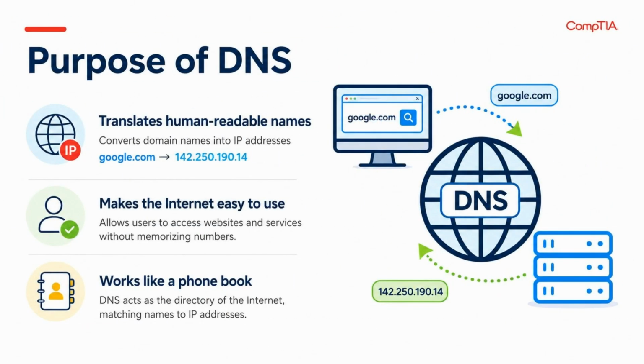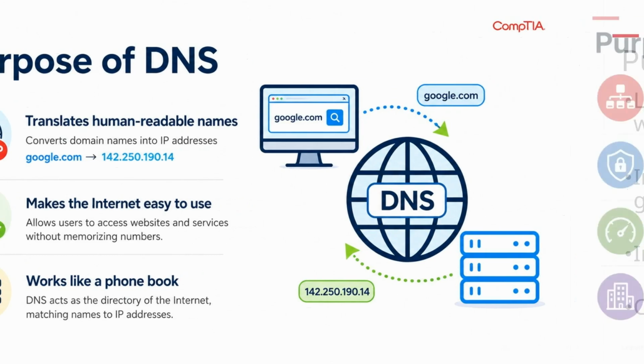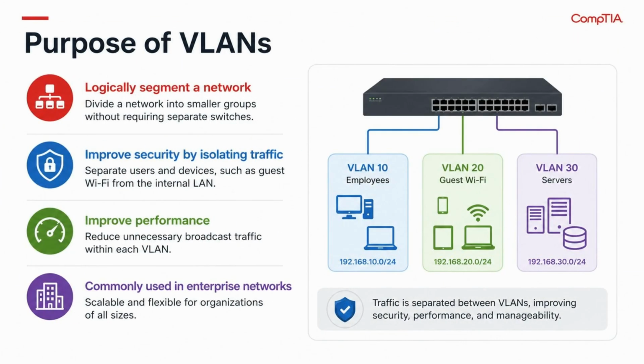Let's look at the Domain Name System, or DNS. Its purpose is to translate human-readable names like Google.com into IP addresses. It's essentially the Internet's phone book, making it easy for users to access websites without memorizing complex numbers. VLANs, or Virtual Local Area Networks, allow you to logically segment a network into smaller groups without needing separate physical switches. This separation improves security and performance by isolating traffic and reducing broadcast domains.